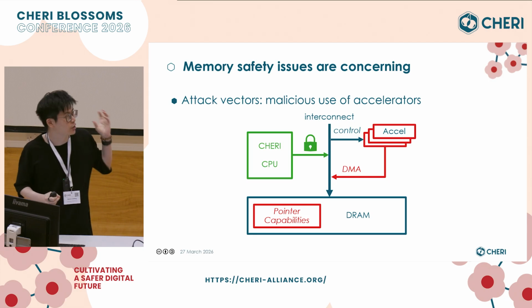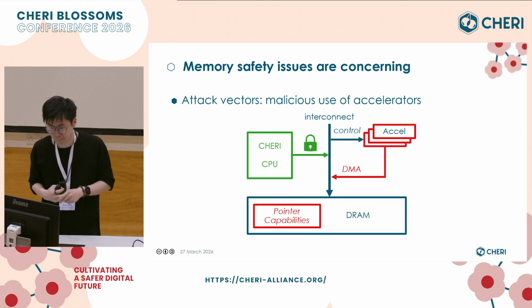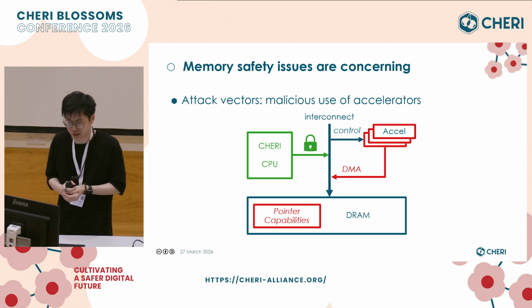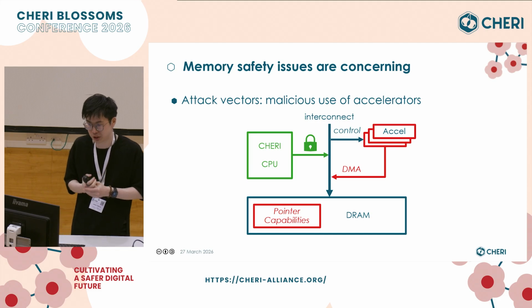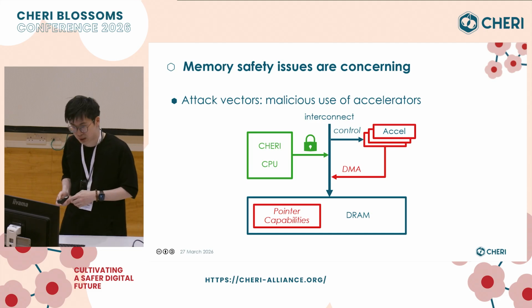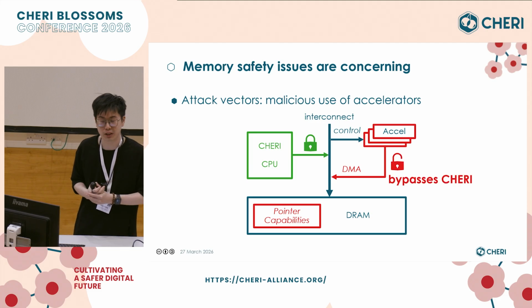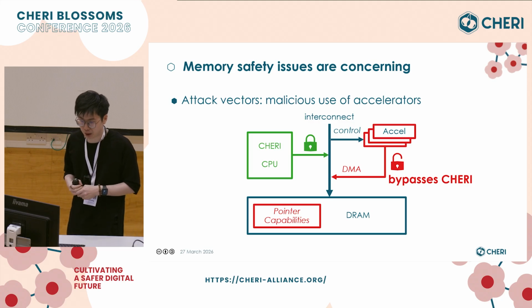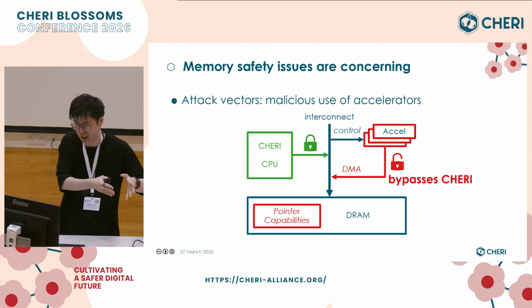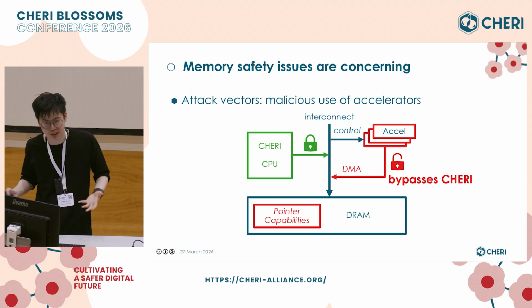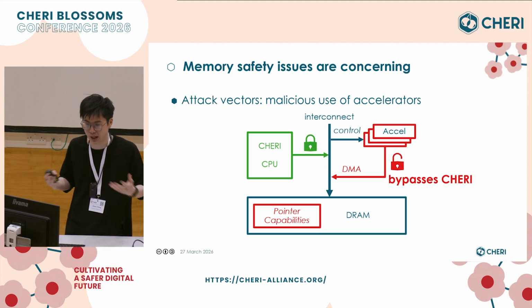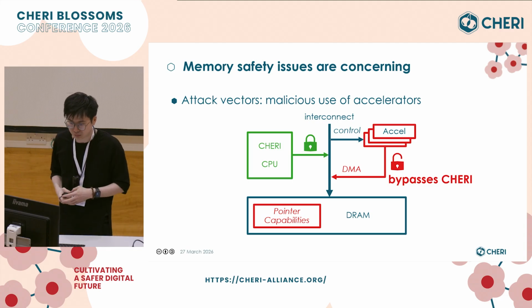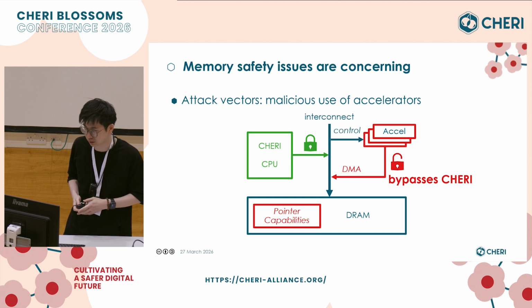Let's take a CHERI CPU and put it in the system. So here's the issue. When we introduce an accelerator to a CHERI-based system, this channel is not protected by CHERI. Why? Because the accelerator can directly access memory and can basically bypass whatever the CPU has. And this is a serious vulnerability.